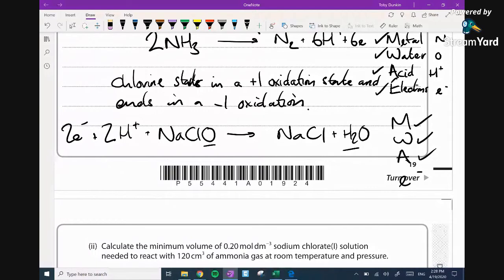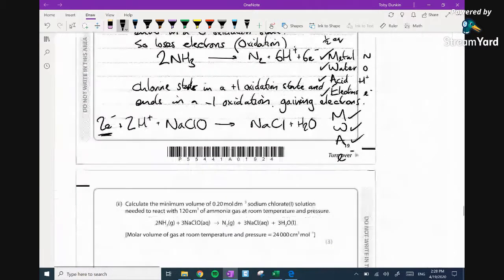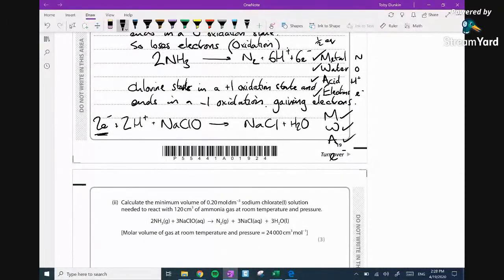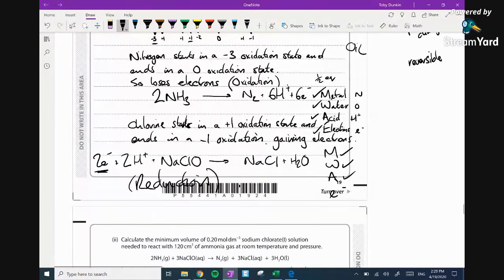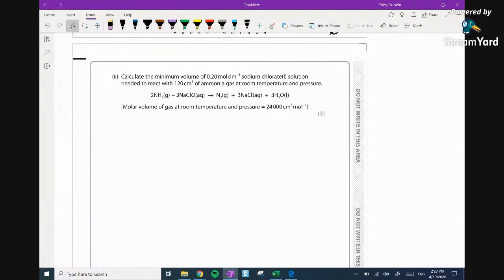There we go. It's gaining 2 electrons. Gaining electrons is reduction. Therefore, reduction. I like it. I think that's quite a nice question, actually. Really enjoyed that. Cool. Next.